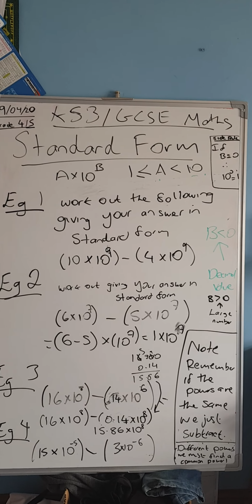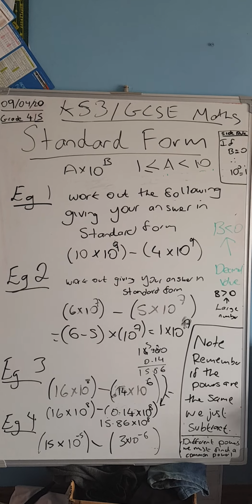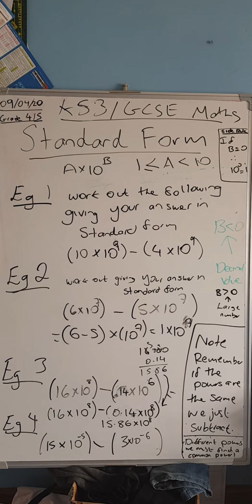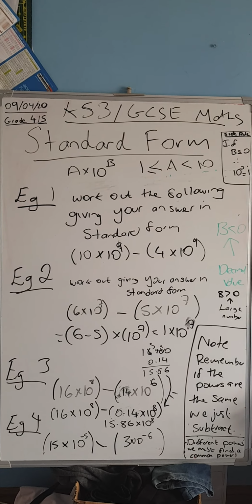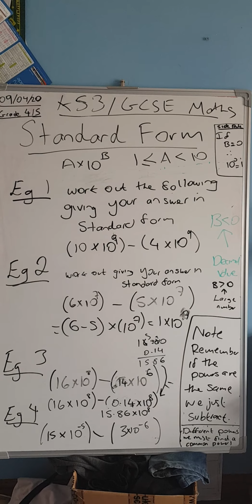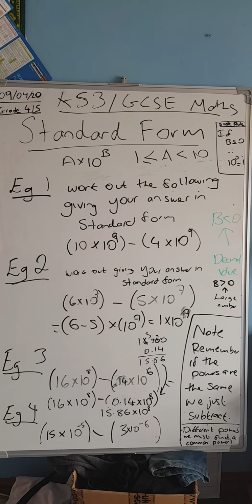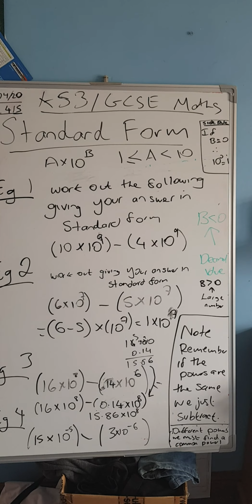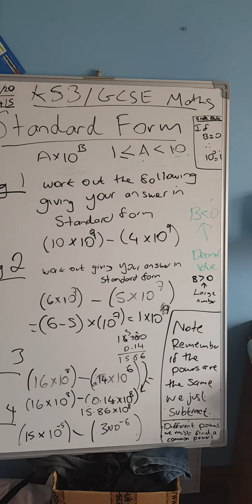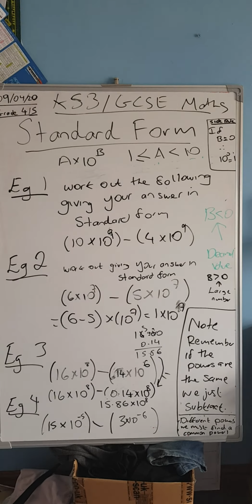So if the powers are the same, all I do is subtract, and if they're different, which I'm about to come on to now, we have to adjust one of the powers so the powers end up being the same, and then we follow the step from example 1. Example number 2, 6 times 10 to the 7 minus 5 times 10 to the 7. 6 minus 5 is going to be 1. 1 times 10 to the 7, so that would be my answer.